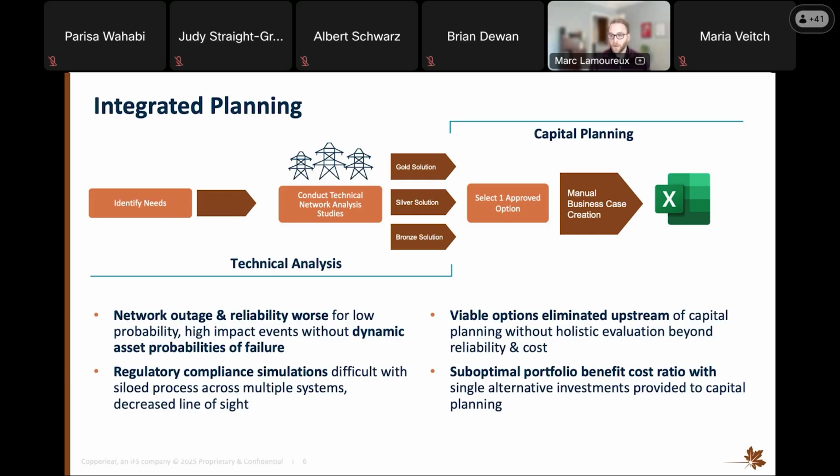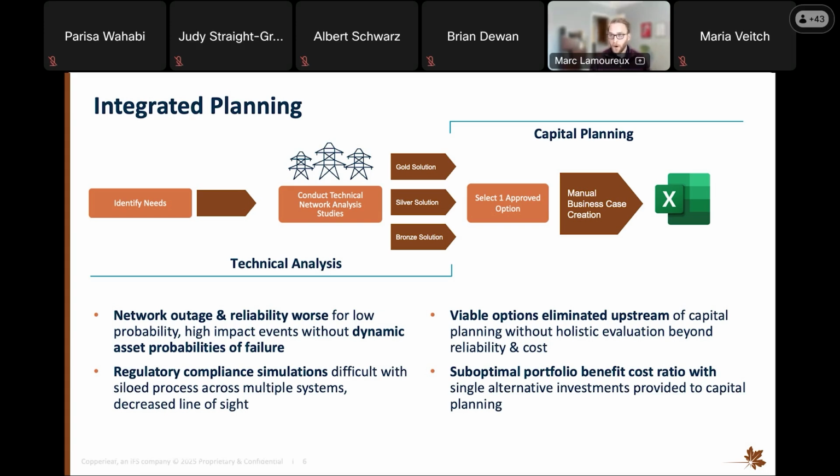And some of the problems that we are avoiding or dealing with when it comes to actually connecting these are making regulatory compliance discussions easier. We're identifying and being able to mitigate multiple different needs by having all these different alternatives and having visibility and line of sight end to end across the planning process and the technical analysis. It also prevents viable options from a technical perspective being eliminated upstream, where because you haven't yet gone through the capital planning process, you haven't looked at the holistic economic benefits that may come of it, even though we have already done the technical bits.